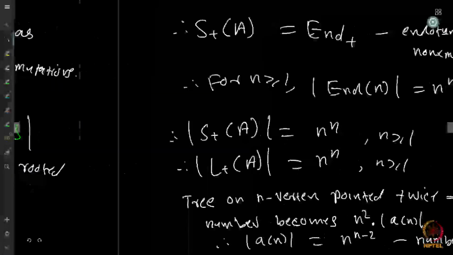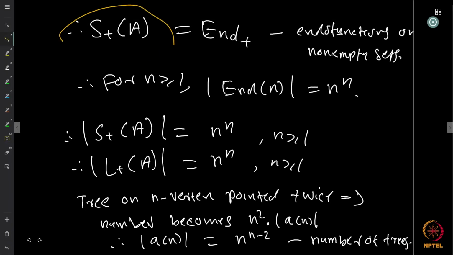Therefore, S plus of A is equal to En plus, because we look at the non-empty structures, where there is at least one element. So for n greater than or equal to 1, the cardinality of END of n is n raised to n. Because of this identity, the cardinality of S plus of A is n raised to n for n greater than or equal to 1. But these two are equinumerous, so the cardinality of L plus of A is also n raised to n for n greater than or equal to 1.